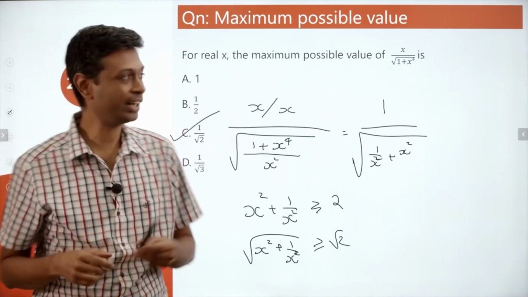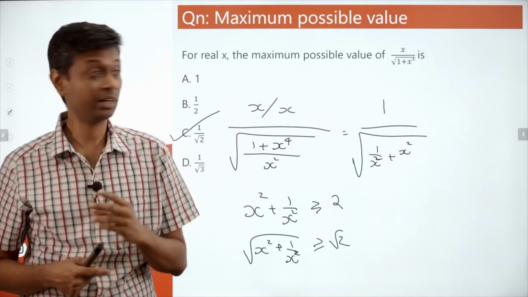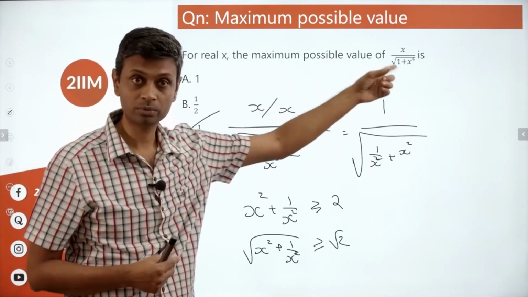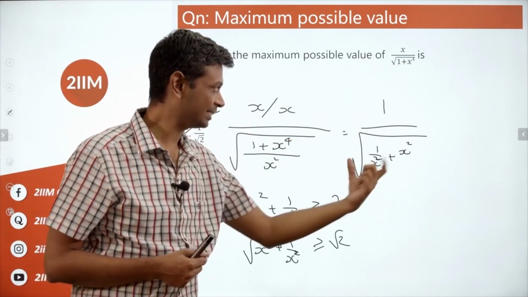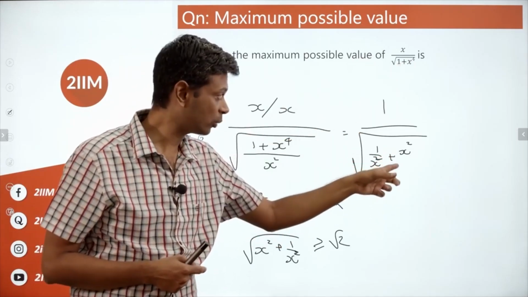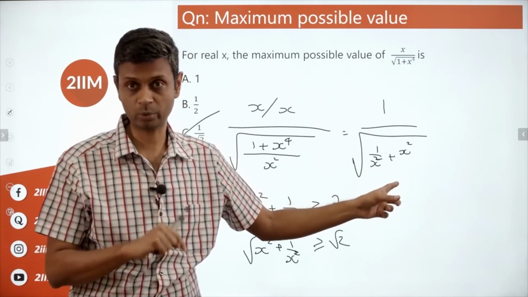The first thing, divide numerator and denominator by x. Numerator gets divided by x, denominator gets divided by x square inside the root. Then modify this. You need to be able to see this expression as this expression. We know how x square plus 1 by x square behaves. Therefore, we know how square root of x square plus 1 by x square behaves.